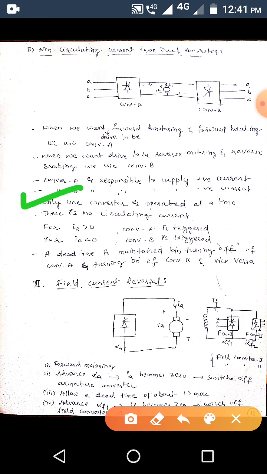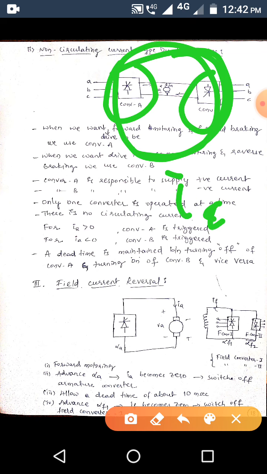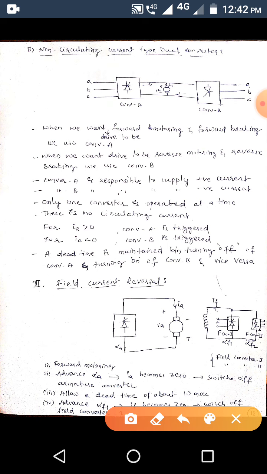Previously, when the circulating current was there, we were operating both converters, converter A and converter B, at a time. But here it is non-circulating current, because only one converter is operated at a time; we cannot operate both converters at a time. So there is no circulating current. When current is passing in both converters, we call it the circulating current IC. IC will be flowing in both converters, but here IC is absent, so only one converter is operating at a time.